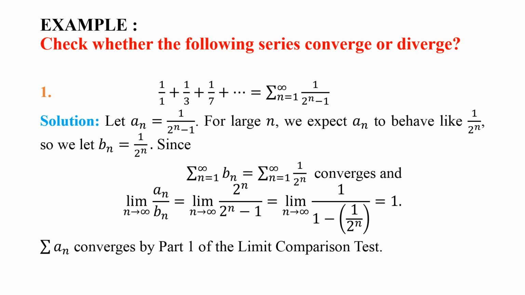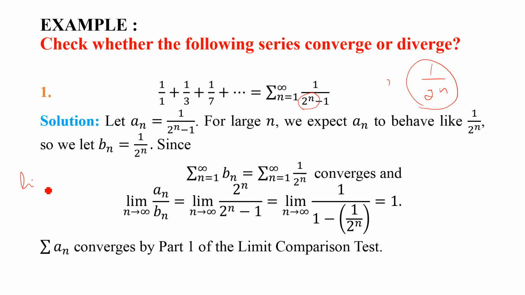Okay, there are a few examples to use the limit comparison test. So check whether the following series converge or diverge. First of all, we have this series, 1 over 2^n minus 1. So bn here is 1 over 2^n. Since 1 over 2^n is involved, we can compare it with 1 over 2^n, and we know that the series is convergent.